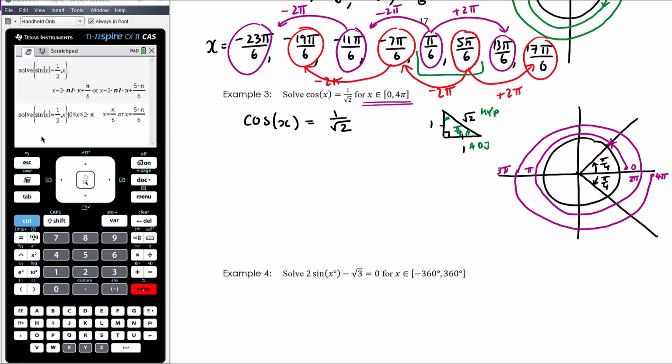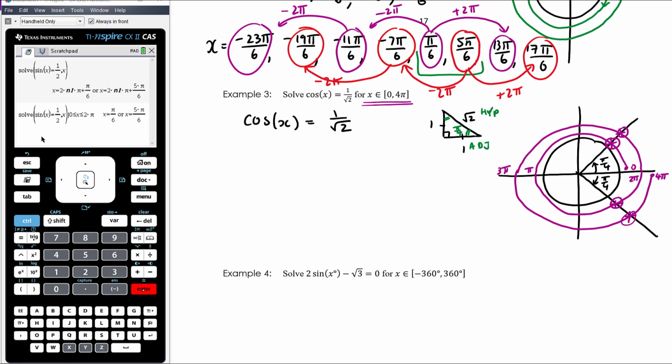So the first solution will be at 0 plus pi on 4. The next solution round in the fourth quadrant will be at 2 pi minus pi on 4. The next solution will be at 2 pi plus pi on 4 in the first quadrant. And the final solution will be around at 4 pi minus pi on 4. Okay, so 4 solutions to the equation.